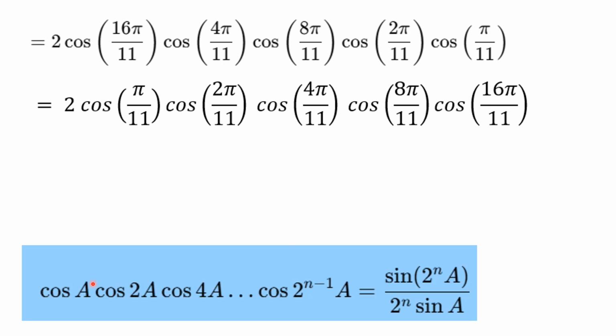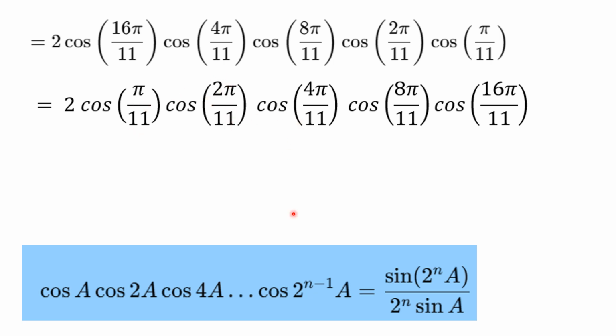The reason is we are using the identity cos a, cos 2a, cos 4a up to cos 2 to the power of n minus 1 a is equal to sin of 2 to the power of n a whole divided by 2 to the power of n sin a. So the reduced given expression is in the form of this identity. Here a is equal to pi by 11, 2a is equal to 2 pi by 11 and so on.